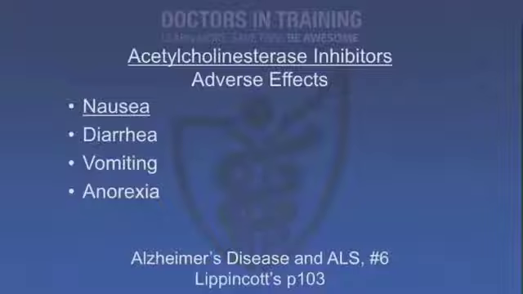In terms of pharmacokinetics, these drugs are extensively metabolized by cytochrome P450, and there's a lot of potential drug interactions, except for rivastigmine, which is not metabolized by cytochrome P450. Adverse effects include nausea, diarrhea, vomiting, and anorexia, and these GI side effects may really limit tolerability.